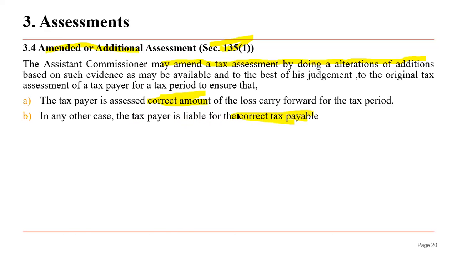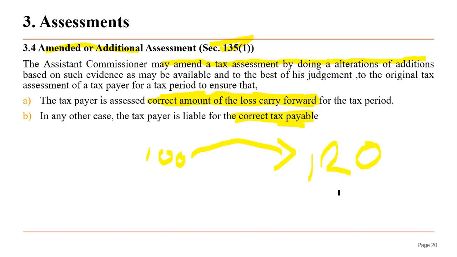In other cases, the taxpayer is liable for the correct tax payable in order to get the correct amount. Here, the correct amount of loss carried forward. Here, the correct amount of tax payable. Originally the taxpayer said 100, but the assessor said it should be 120. An assessment is issued for 20, pay the 20.